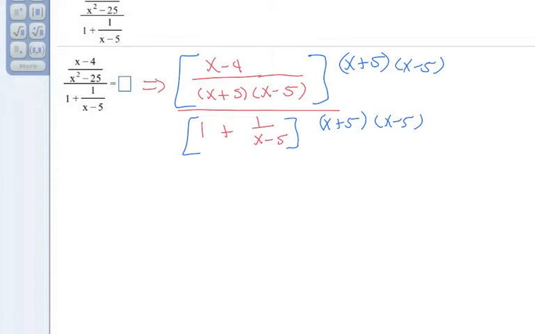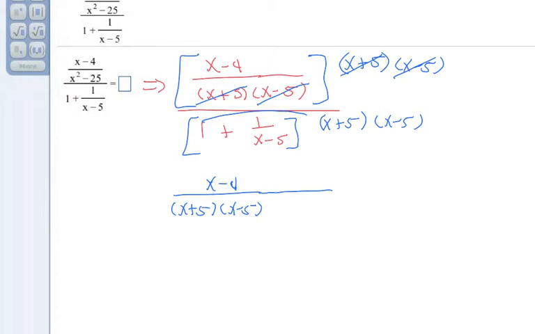So here in the numerator, the x plus 5 would cancel with the x plus 5 there, and the x minus 5 would cancel with the x minus 5, so I'm left with x minus 4. In my denominator, I have to use the distributive property. So first, I'm going to multiply 1 times that x plus 5, x minus 5, which gives us x plus 5 times x minus 5. And then I'm going to multiply the 1 over x minus 5 times x plus 5, x minus 5. And you can see here that the x minus 5s will cancel when I multiply that fraction by the least common denominator. So I'm left with 1 times x plus 5, which is simply x plus 5.